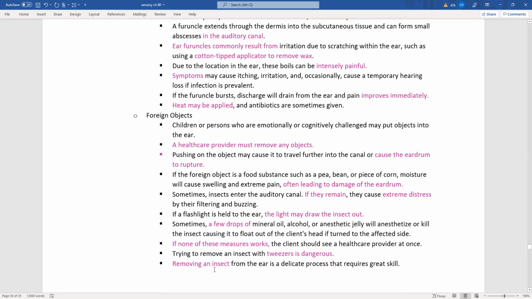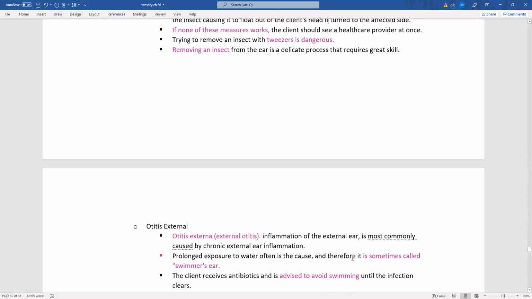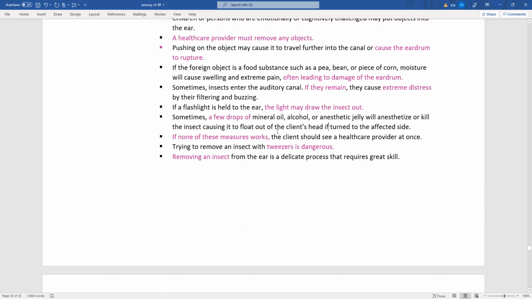Trying to remove an insect with tweezers, y'all see that? It's dangerous. Put some tweezers in your ears and see what happens. Removing an insect from the ear is a delicate process that requires great skill. If you know you got a roach in your ear, just go to the doctor. That's what I'll do. But like they said, there are different things you can do.